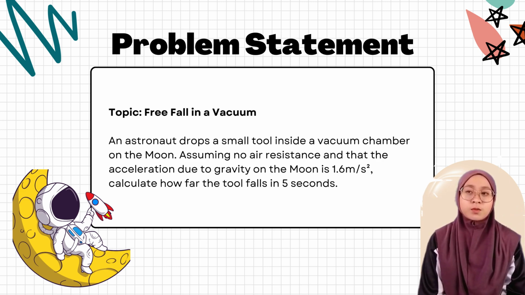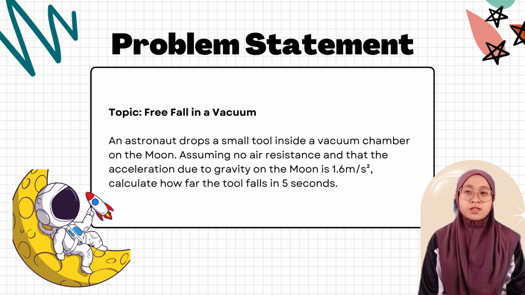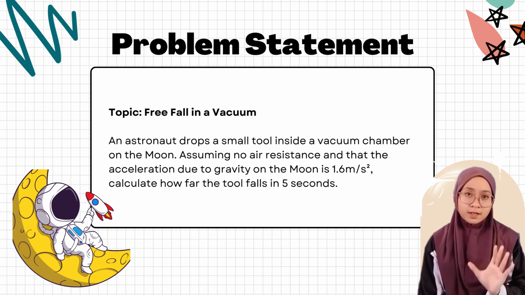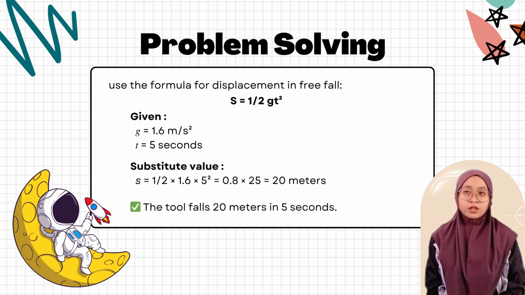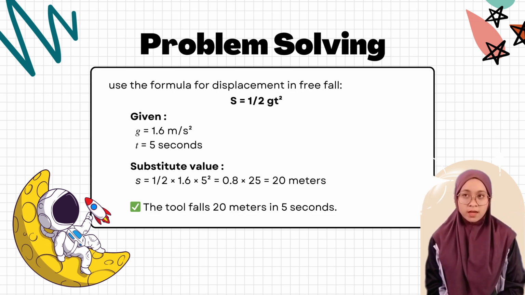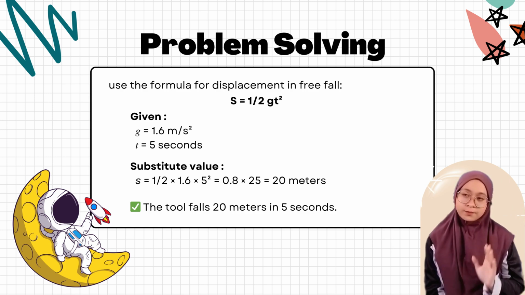An astronaut drops a small tool inside a vacuum chamber on the moon, assuming no air resistance and that the acceleration due to gravity on the moon is 1.6 meters per second squared. Calculate how far the tool falls in 5 seconds. To solve this problem, we need to use the formula for displacement in free fall, which is S equals 1/2 g t squared. The given information was g equals 1.6 meters per second squared and t equals 5 seconds.